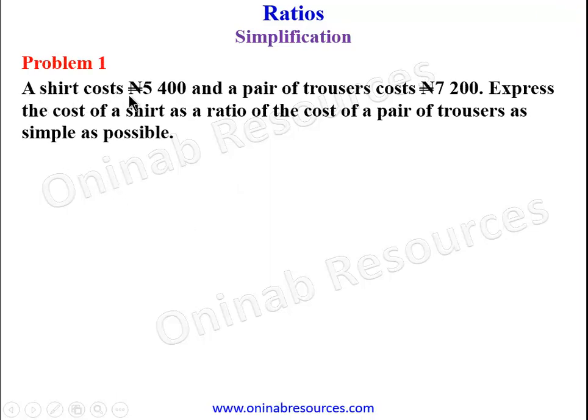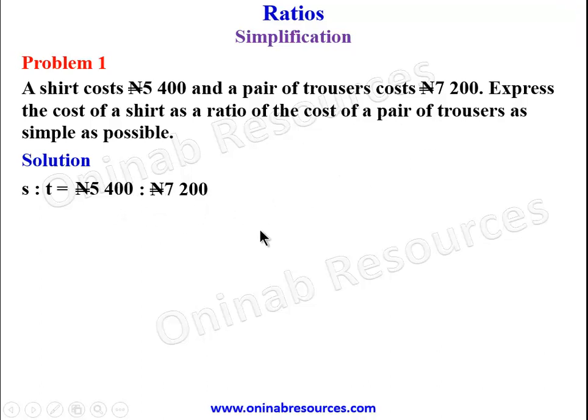Problem 1. A shirt costs 5,400 naira and a pair of trousers cost 7,200 naira. Express the cost of a shirt as a ratio of the cost of a pair of trousers as simple as possible. So in our solution, we are to express the ratio of the shirt to that of the pair of trousers, and the cost of a shirt is 5,400 naira. Then ratio the cost of a pair of trousers, which is 7,200 naira.